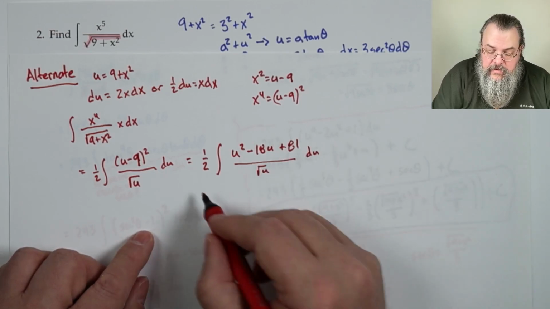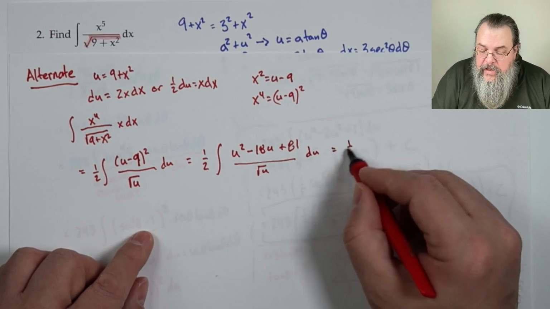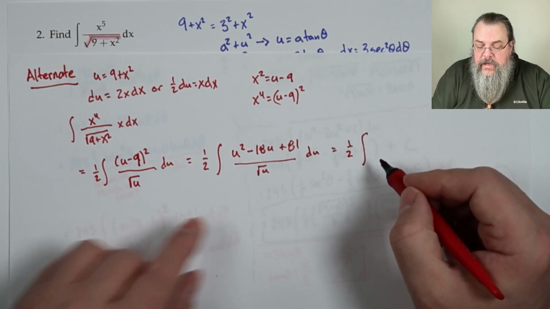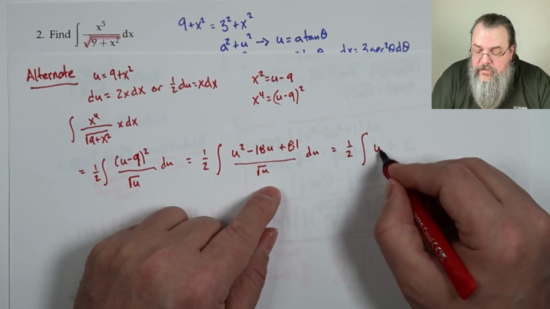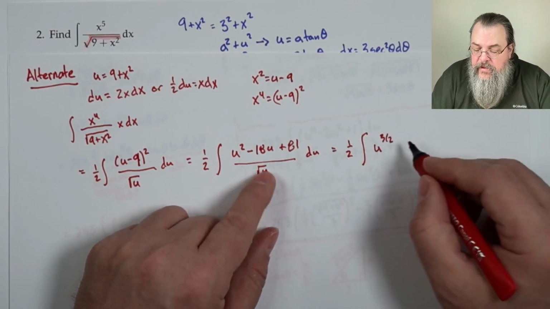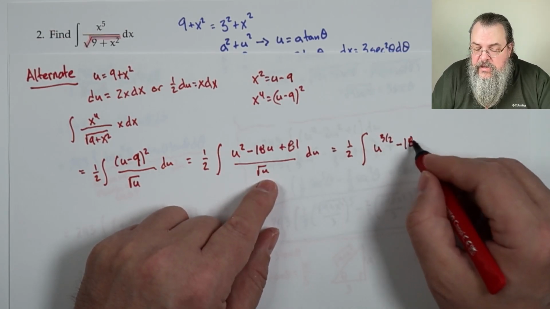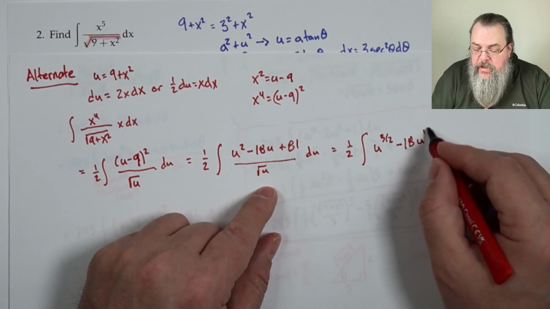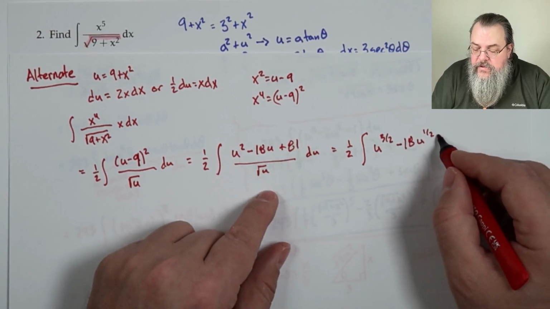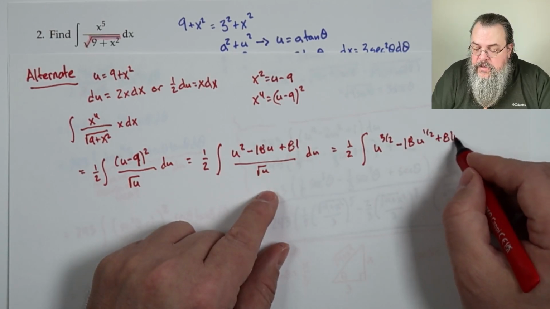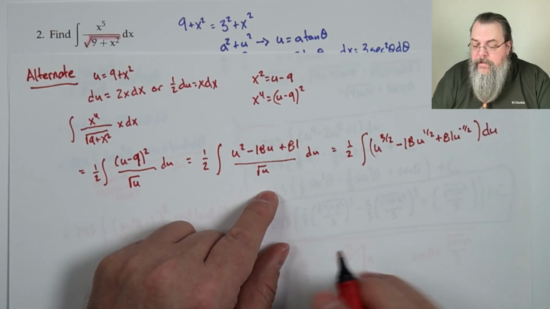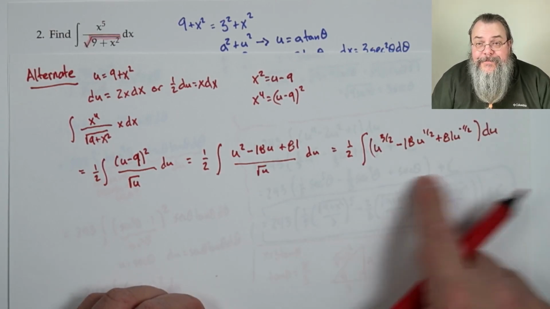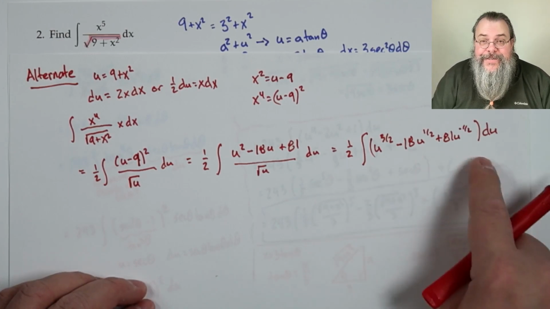And this is the same as 1/2 integral. And now we just combine. u squared over square root of u is u to the 3/2, minus 18u over square root of u, which is 18 u to the 1/2, and 81 over square root of u is 81 u to the minus 1/2. And that's something we can integrate. It's all just powers of u.